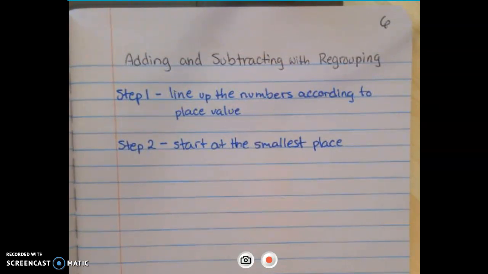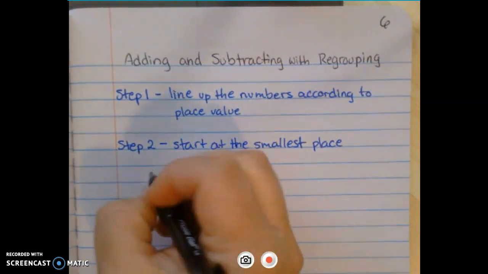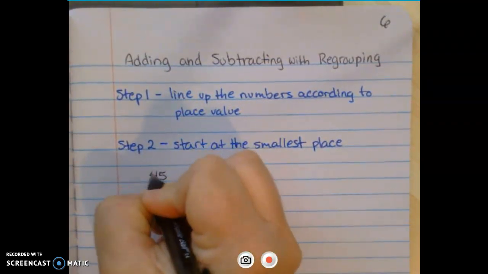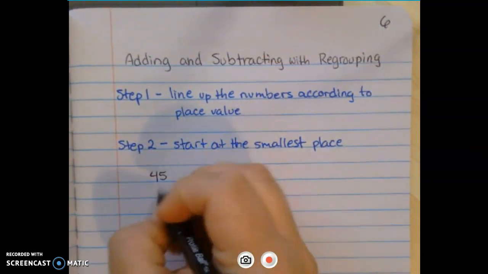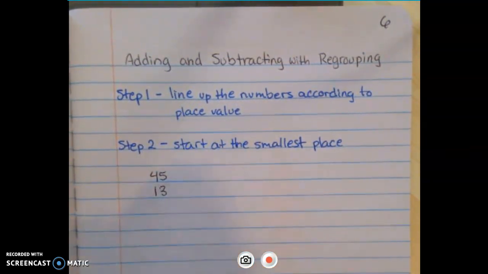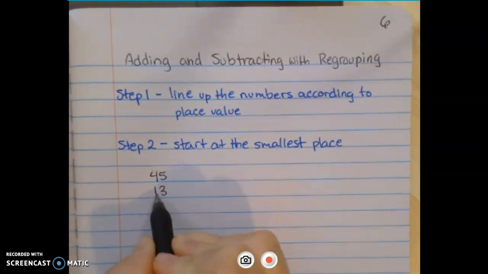Okay, let's dive into an example. So first I'm going to use an example of adding two two-digit whole numbers. My first number is 45, which you know consists of 5 ones, 4 tens. I want to add it to the number 13, which represents 3 ones, 1 ten.